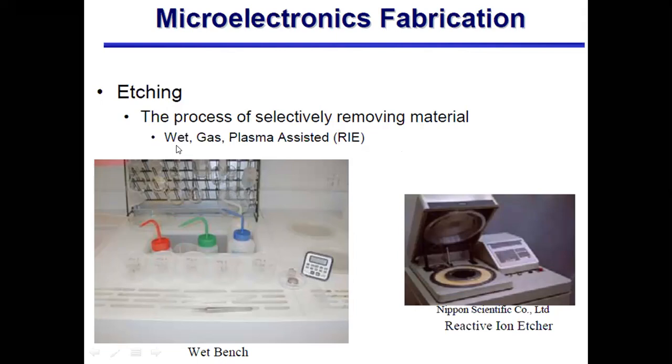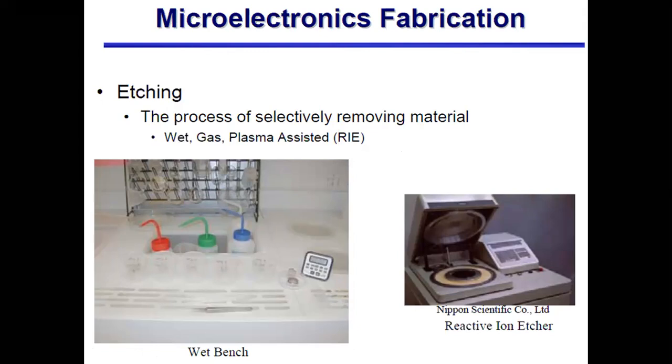So we have wet etching, dry etching, and reactive ion etching. Basically, we have two types of etching. In wet etching, we use liquid solvents to perform the etching. And in dry etching, we use gas or plasma to perform the etching.